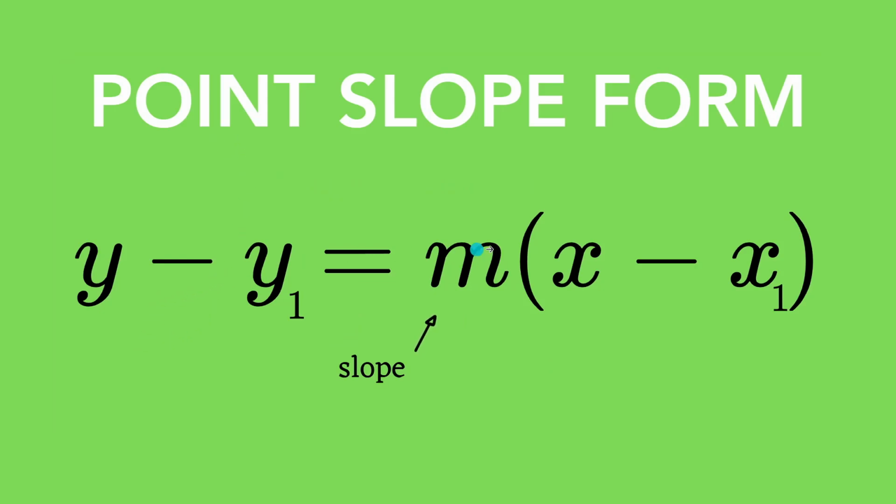Here we have the equation for point-slope form. It is y minus y1 equals m parentheses x minus x1. In this equation, m represents the slope and x1 and y1 represent the point.